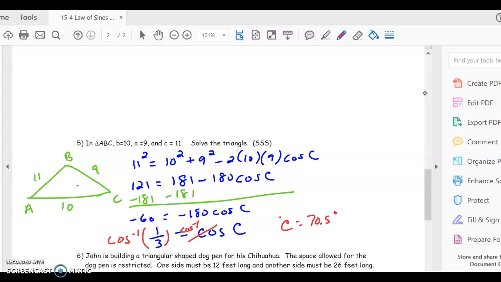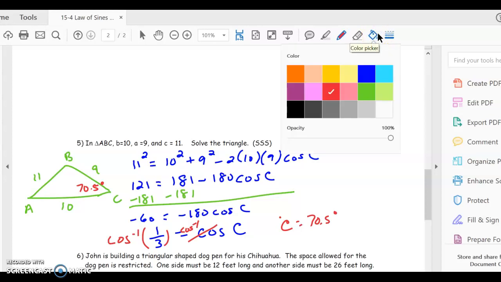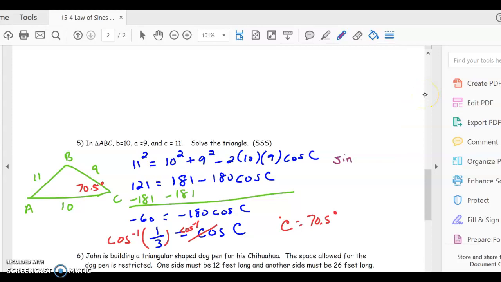Now from here, we have C to be 70.5 degrees. We do not have to use the law of cosines anymore. We can actually now go to the law of sines. So we can say the sine of 70.5 over 11 equals the sine of B over 10. And I just tend to go in order so that geometrically, when I solve for B, I can kind of check to make sure that opposite the longest side is the biggest angle, etc.